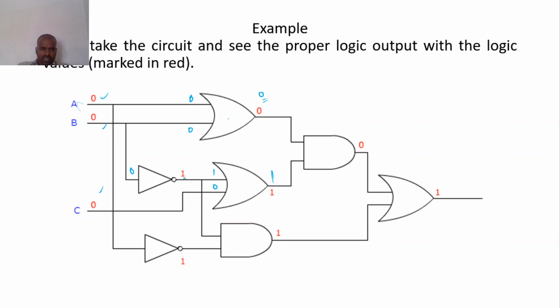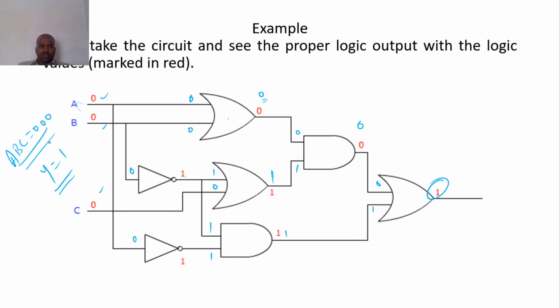Similarly, this one will come here, and here 0 will come. So 0, this is changed into 1. Here 1 will come. So this is 0, this is 1. So here 0. This 1 will come here. Yes. The output is 1 for this input. When A, B, C are 0, 0, 0, output Y is equal to 1. This is our actual output.